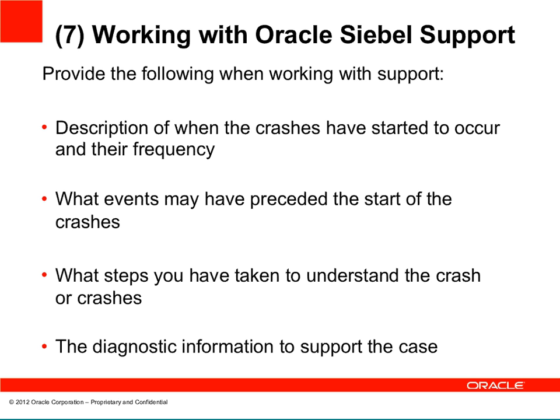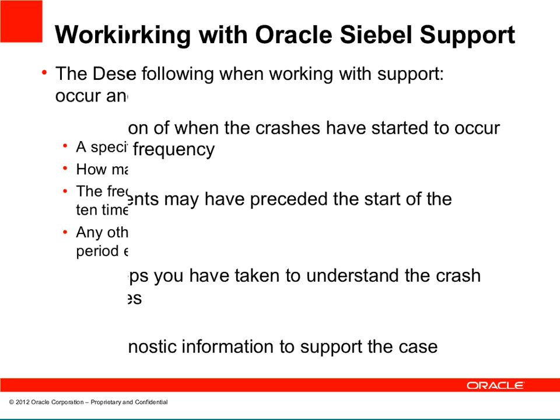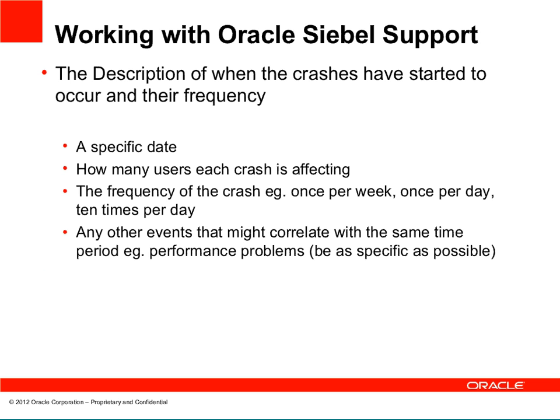First thing is the crashes. If you can give us a specific date when the crashes started, that would be very useful. How many users are affected by each crash? This as well enables us to get an understanding of the criticality of the crash. Frequency: some crashes might happen once a week or even once a month. Others might happen 10 times a day or more. So it's important to establish that.